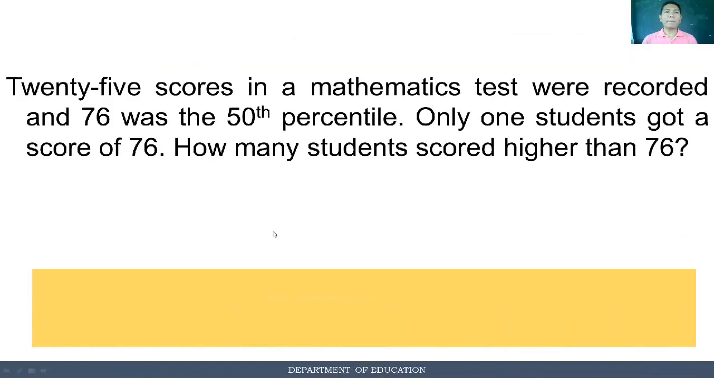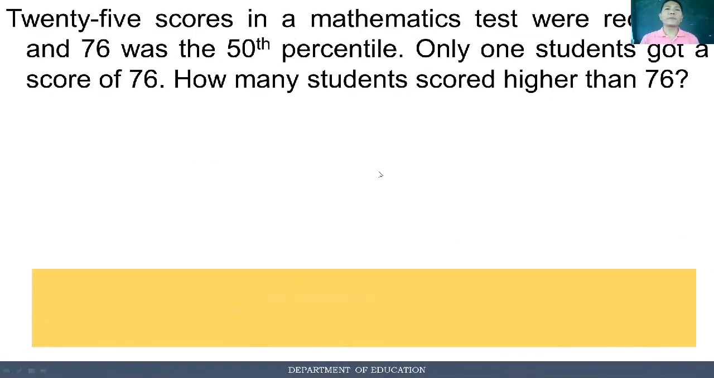For a problem, for example, 25 scores in a mathematics test were recorded and 76 was the 50th percentile. Only one student got a score of 76. How many students scored higher than 76? And how many students scored lower than 76?